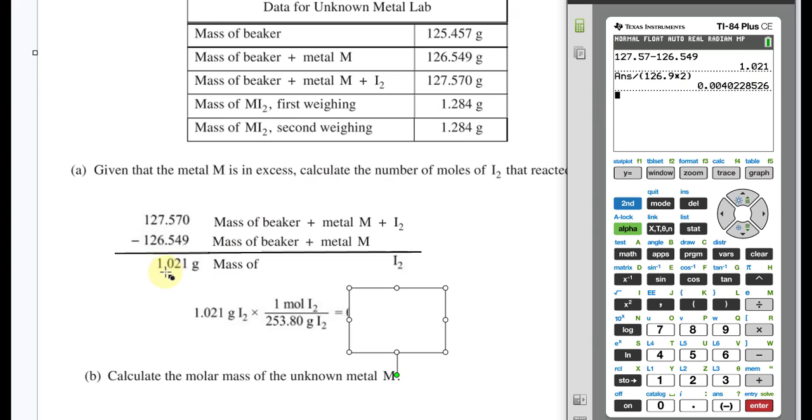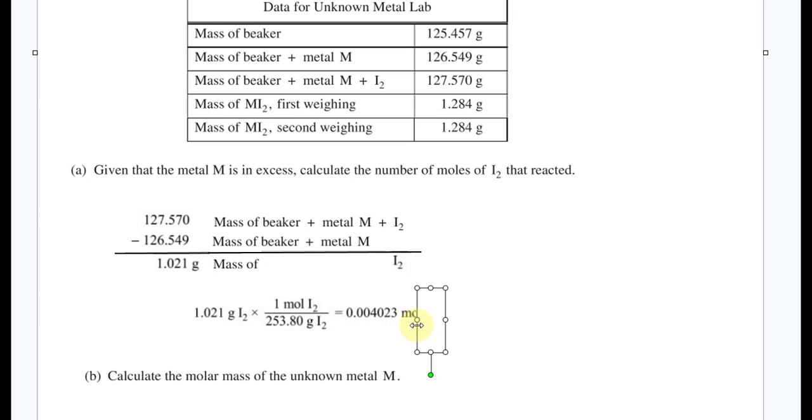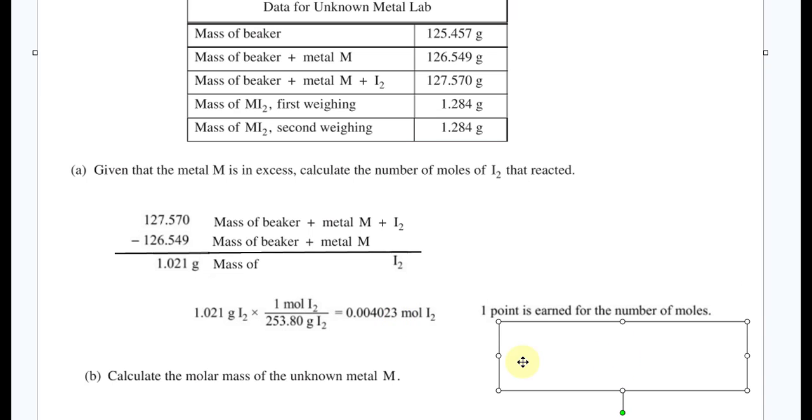Well, we had 4 sig figs here for our mass. So we should show our moles to 4 sig digs also. Leading zeros don't count. 0.004023 moles of iodine. This looks like one of the questions where they would penalize you if you didn't use the right number of sig figs. First of all, you're using more sig figs than you normally would use. And we have 1 point for the number of moles, but you will need the right number of significant figures for this.